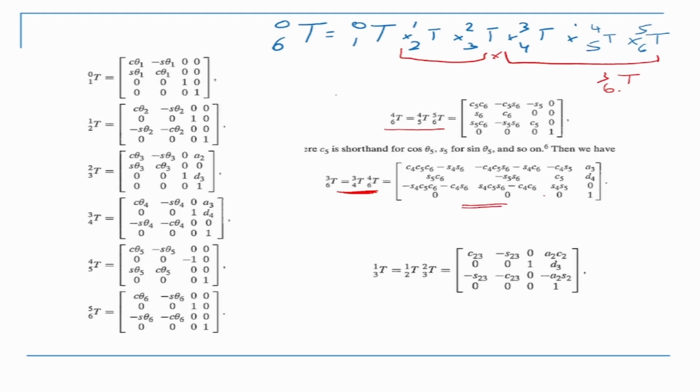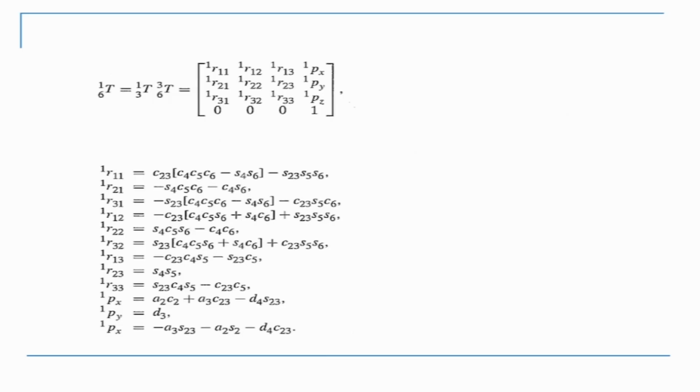Now if I multiply 2 to 3, so 1 to 3 is given here. I get this, so I multiply this, I get T1 to 6 is equal to T1 to 3 into T3 to 6. So I multiply this and then multiply this into this one now. Now what we get is this matrix. Each of the terms R11, R12, R13 are shown here. So this is R11, that is the first term.